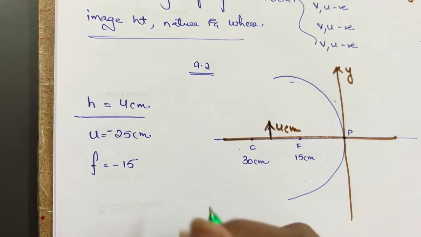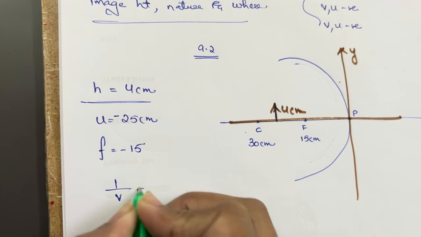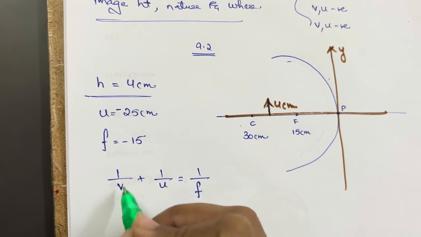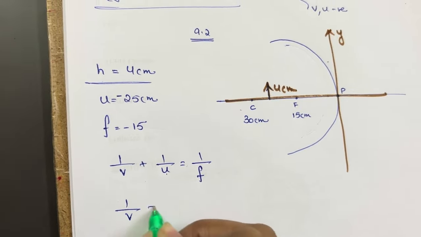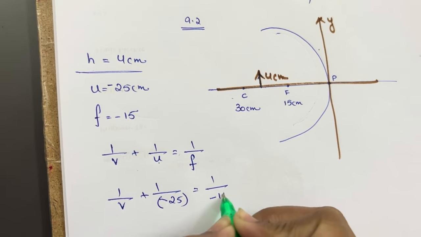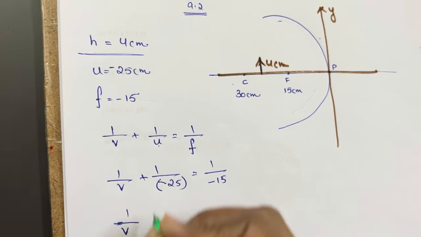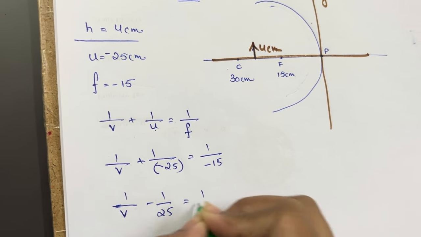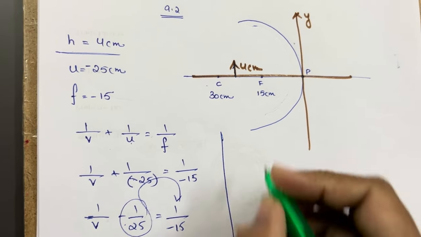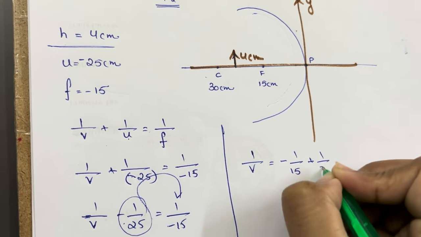Now where will the image be formed? First we will find the distance of the image. The mirror formula is 1 by u plus 1 by v is equal to 1 by f. The v value we do not know, the u value I know. Substituting, 1 by v plus 1 by minus 25 is equal to 1 by minus 15. So 1 by v minus 1 by 25 is equal to minus 1 by 15. Sending it to the other side, 1 by v is equal to minus 1 by 15 plus 1 by 25.